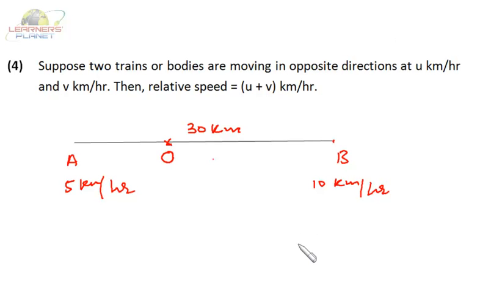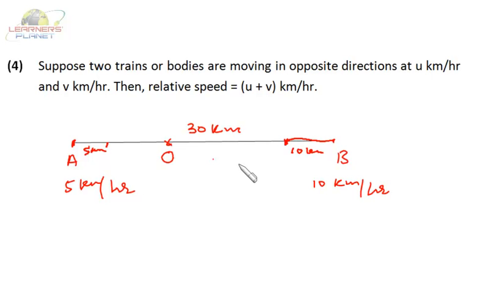Now just try to find out what will be the scene after 1 hour. Since A is running at the speed of 5 kilometer per hour, A will be 5 kilometers far from this place, somewhere here, and B will be 10 kilometers far from this place, somewhere here. Now what is the distance between them? 5 kilometers A is getting closer and 10 kilometers B is getting closer. That means overall they are getting closer by 15 kilometers. Now the distance left between them is 15 kilometers only.